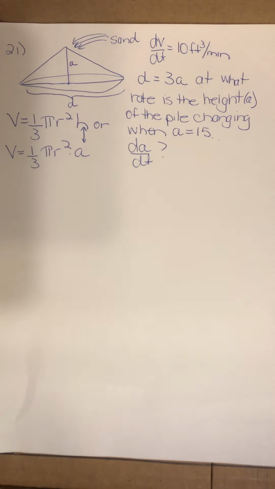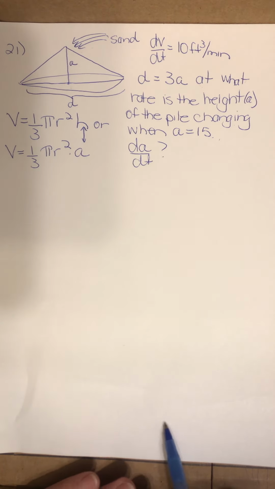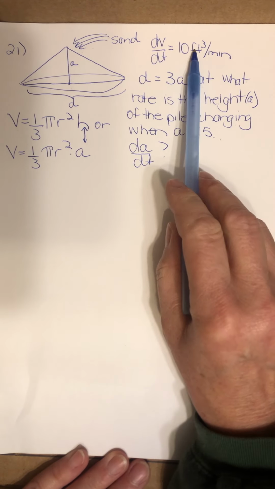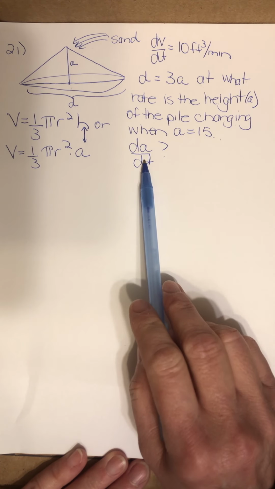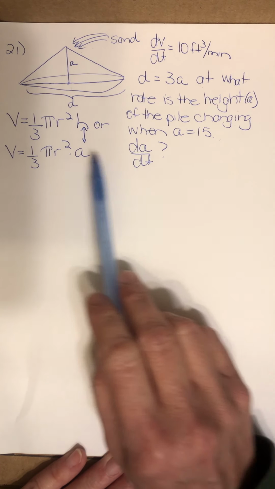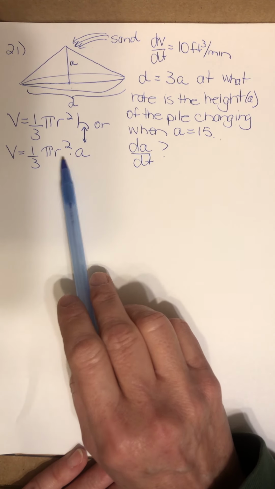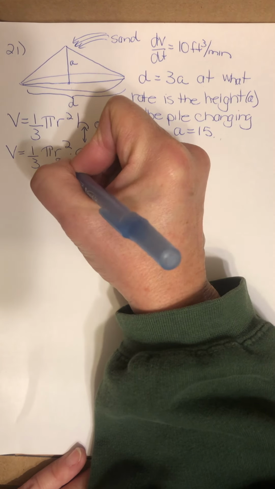Now, like in the last problem, number 20, notice that dV/dt they gave us. They are asking us for dA/dt, right? However, they did not give us information about r or dr/dt or ask us for it. So this r has to go.